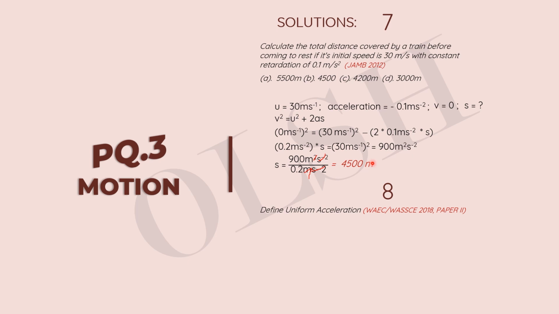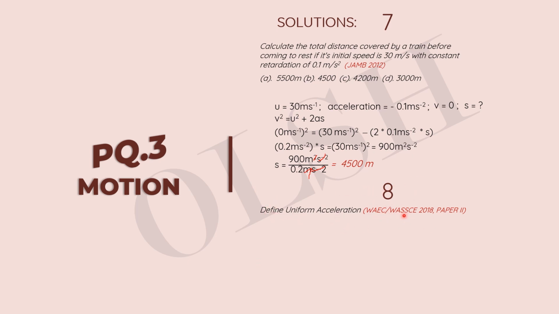All right, then we divide 900 by 0.2 and we'll get 4,500 meters. 4,500 meters as our answer. So you see the option is B. The answer is B. Okay, so number 8, define uniform acceleration.